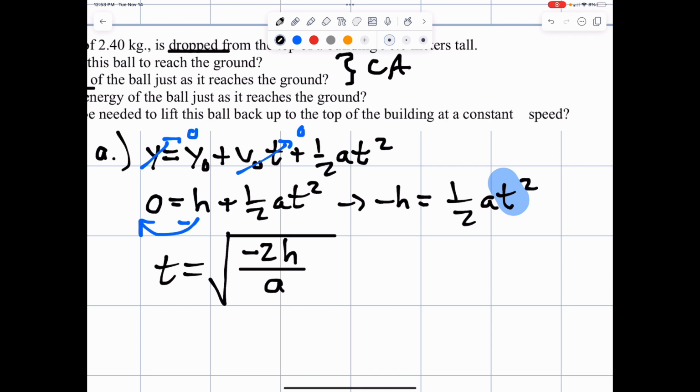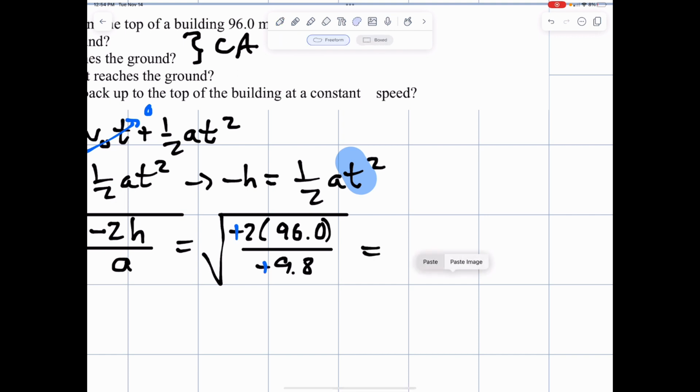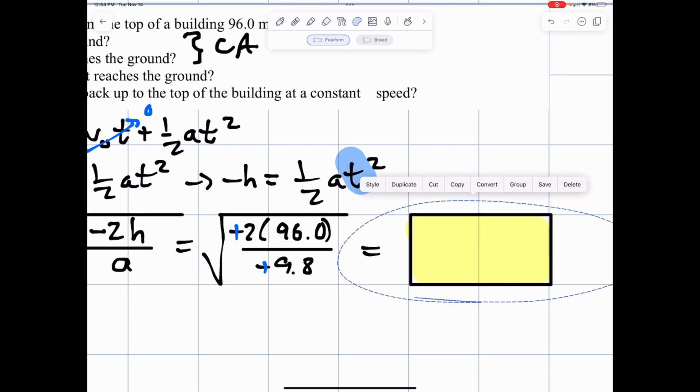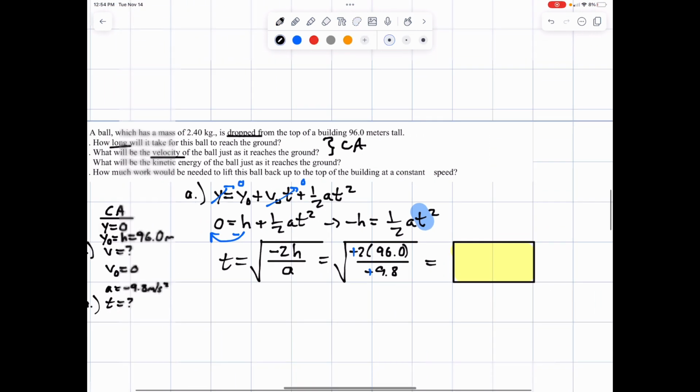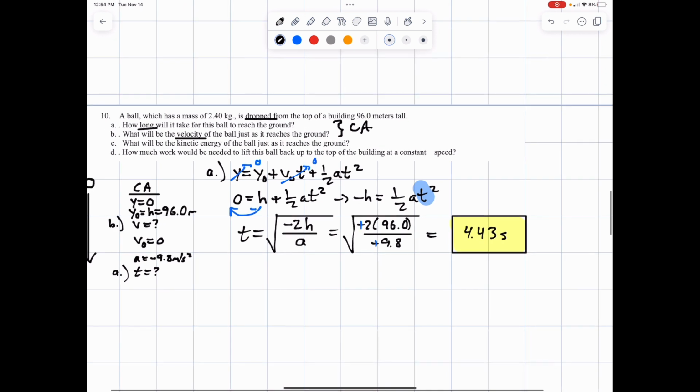Okay, so now let's go ahead and plug in. We're going to go negative 2 times 9.96 over negative 9.8. You see the negatives cancel. Please take a moment to put that in your calculator. You should be getting about 4.43 seconds, almost 4.5 seconds to fall.